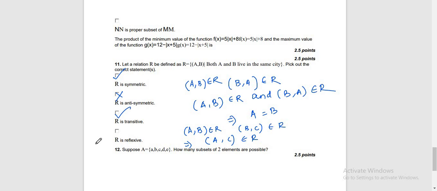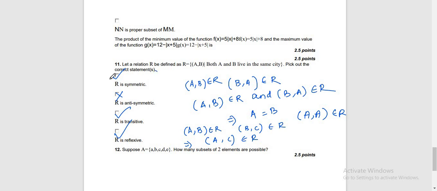Next is reflexive. What does reflexive mean? We have to consider the same element twice. If I consider that (A, A) is an element of R, then consider you and you living in the same city. Definitely, wherever you are, you and you will be in the same city. So definitely R is reflexive. Hence, the correct options are A, C and D.